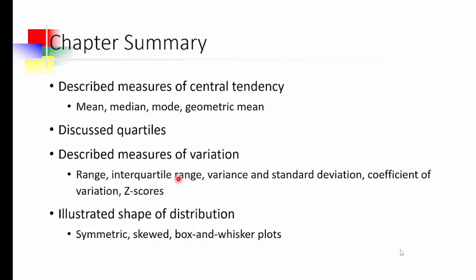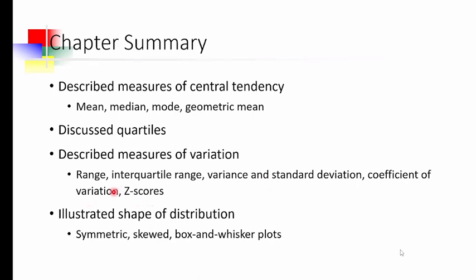Then this is the summary: mean, median, mode, and the geometric mean. From this, you have to get your questions. Then quartiles you also need, and describe measures of variation: range, interquartile range, variance, standard deviation, coefficient of variation, z-scores.